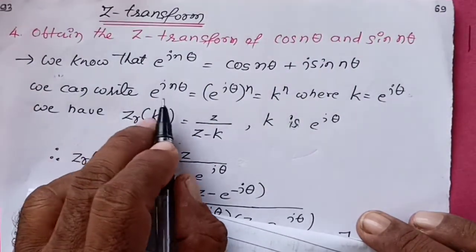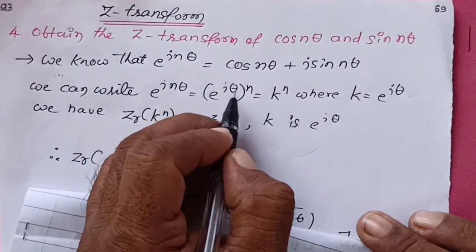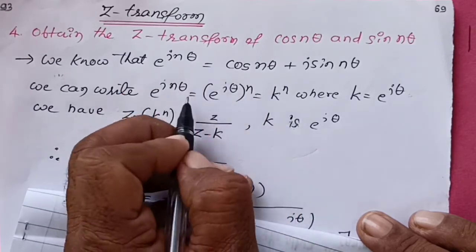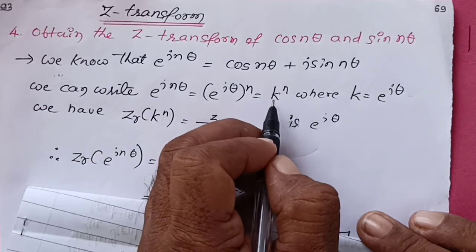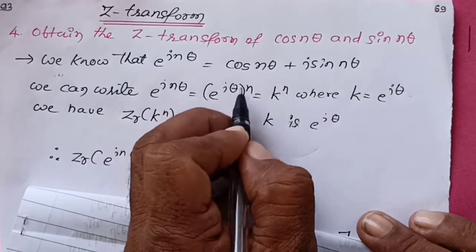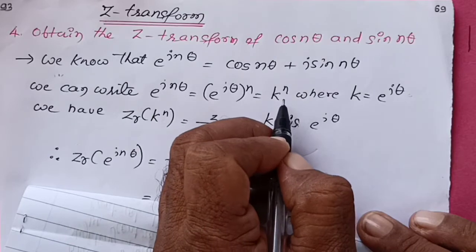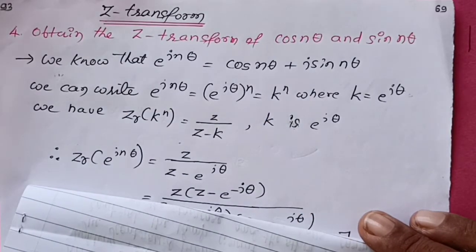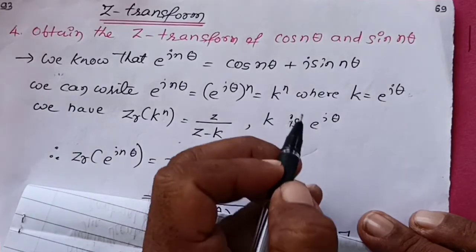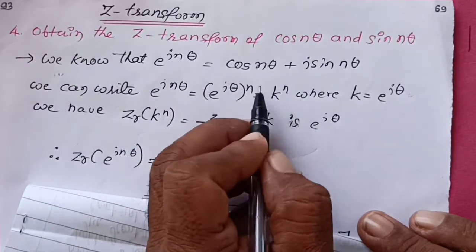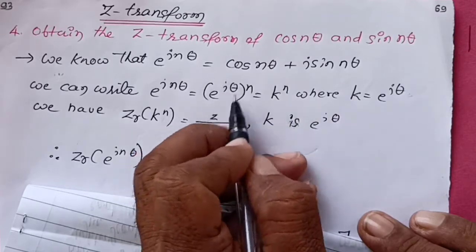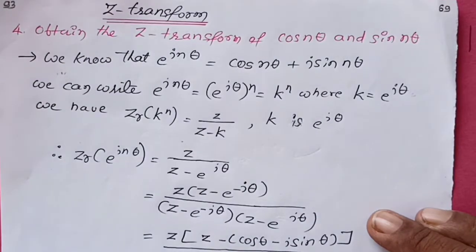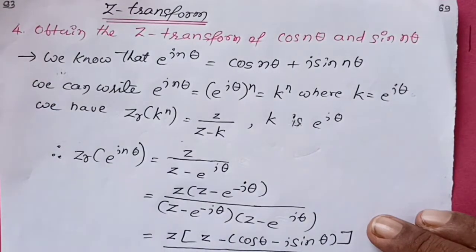So we can write e raised to i n theta as e raised to i theta, whole raised to n. So it is the same: e raised to i n theta is equal to k raised to n, where k is equal to e raised to i theta. So take k raised to n, because we have the formula for Z transform of k raised to n. That's why we have to take k here, and n is taken outside, whatever the value of k. So we have Z transform of k raised to n here.